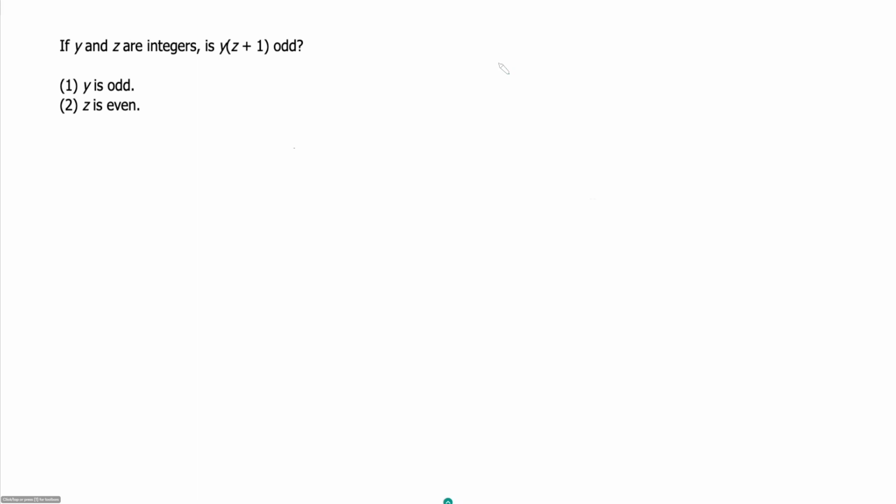If y and z are integers, is y times z plus 1 odd? And so this number properties question, you just need to know your even and odd multiplication rules. So an even times an even always gives you an even.